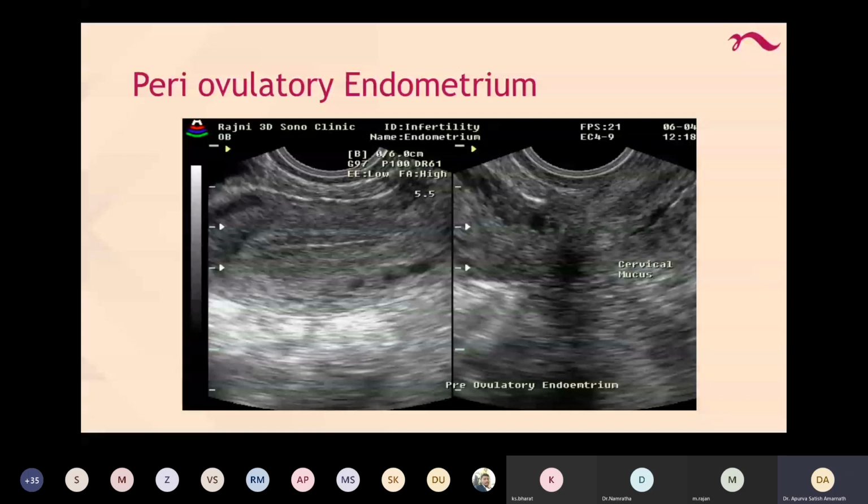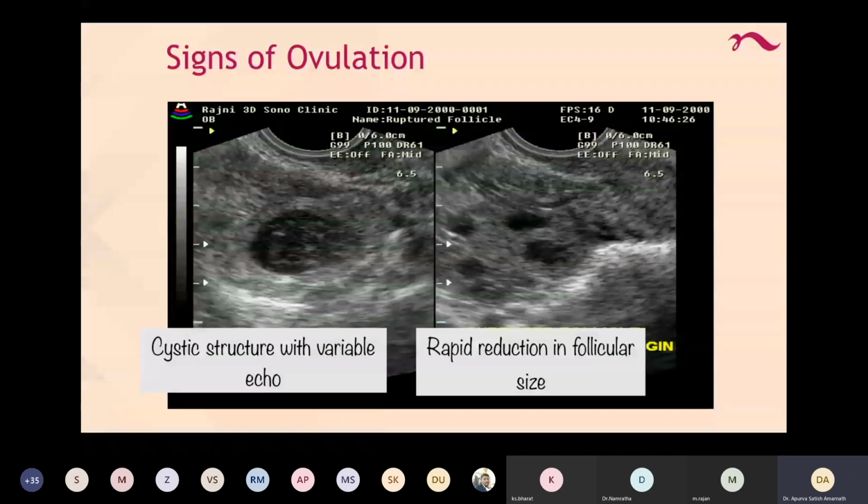Next, coming to the signs of ovulation. Now, there are multiple ways ovulation is documented. One is a cystic structure with a variable echo, which can look like a hemorrhagic cyst. With color Doppler, you will be seeing a good flow around that structure.